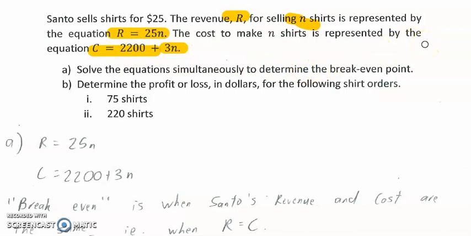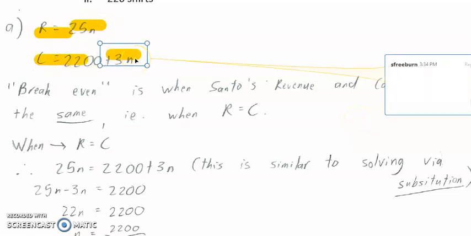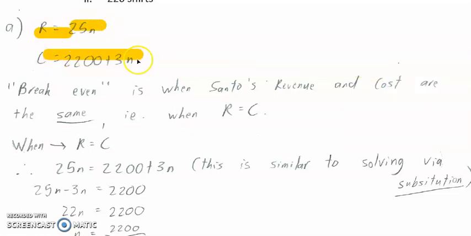So, this question is asking us to solve these equations simultaneously to determine the break-even point. So, when unpacking this question, the first thing I did was I wrote both equations that the question gives me. R equals 25N and C equals 2,200 plus 3N.